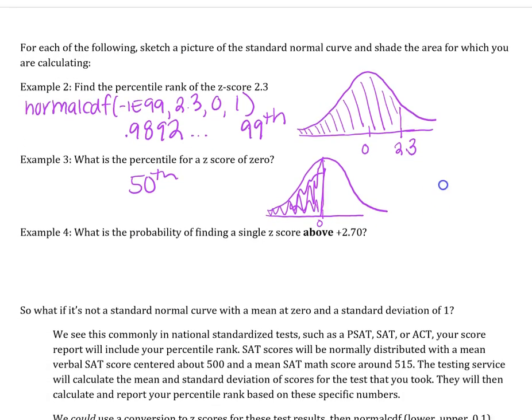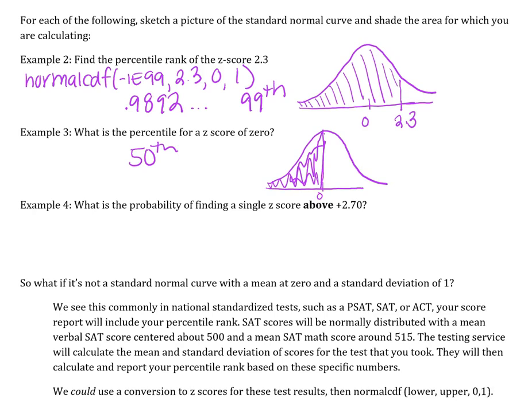What's the probability of finding a single z-score above 2.7? Okay, so now we're going in the other direction. So here is our standard normal distribution, centered at 0. 2.7 we'll say is like right there. So if I'm going above, I'm going from 2.7 to infinity.